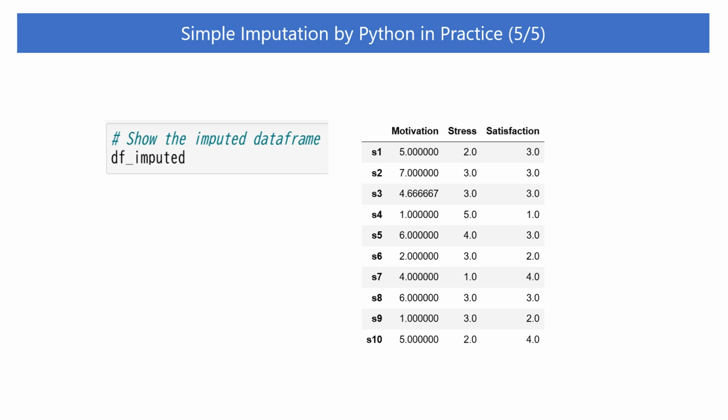Let's display the imputed data frame. As we can see, the missing data was imputed, and now there are no missing values. The values predicted by KNN were imputed to the cells that were missing values.